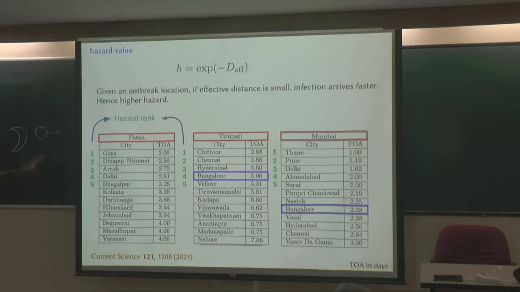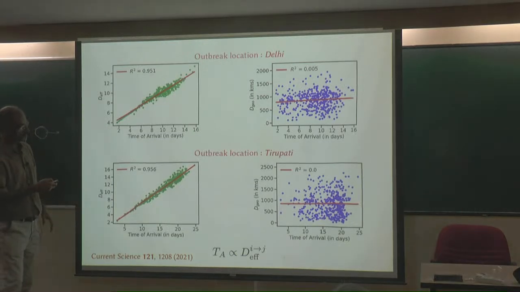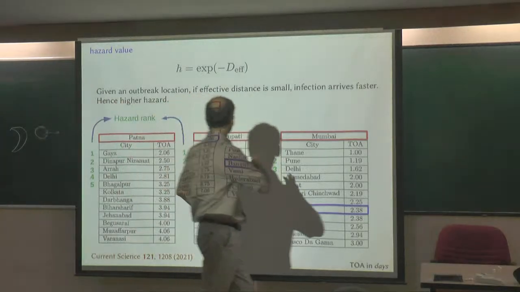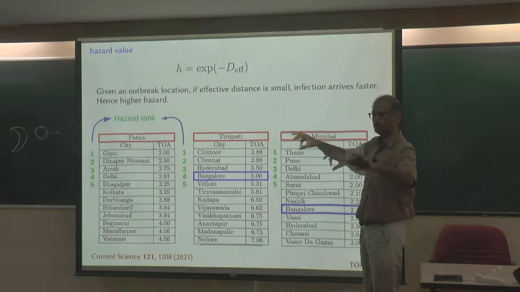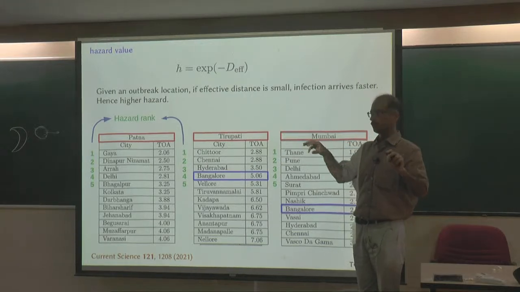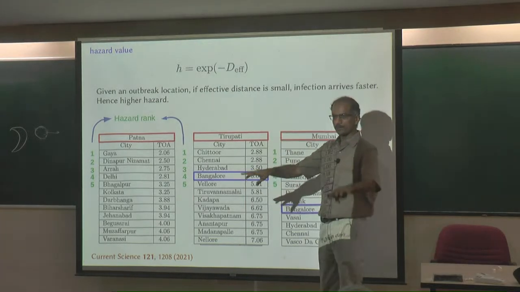Okay, so just to show you the thing, now you can rank it depending on time of arrival, because your time of arrival is linearly proportional to this. So for example, let me show you this. For instance, let's say that Tirupati and Bombay are two cities that you assume to be outbreak locations. Now Tirupati and Bangalore are very close.